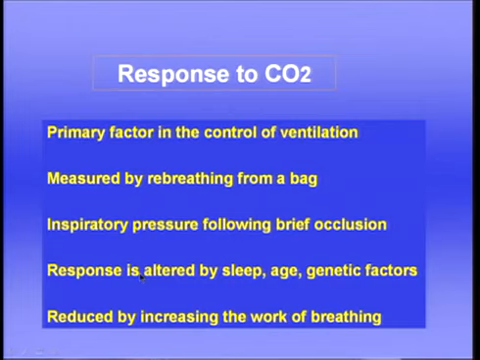The CO2 response is altered by a number of factors. I've put a couple of them here. In sleep, for example, the response to CO2 is reduced, so typically the PCO2 will rise by 1 or 2 or 3 millimeters of mercury during sleep. The response to CO2 is reduced. Increasing age tends to reduce the ventilatory response to CO2, and there are genetic factors as well. In fact, there's a big individual difference between people in their response to CO2.